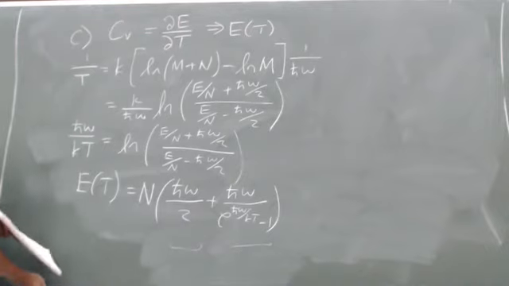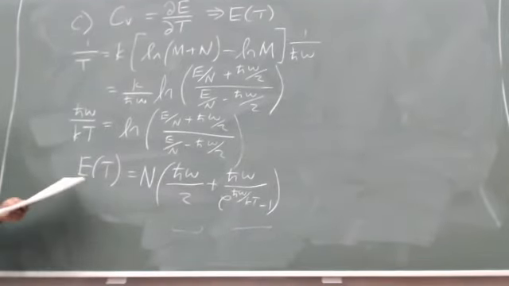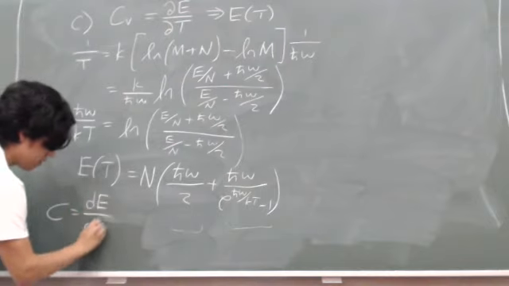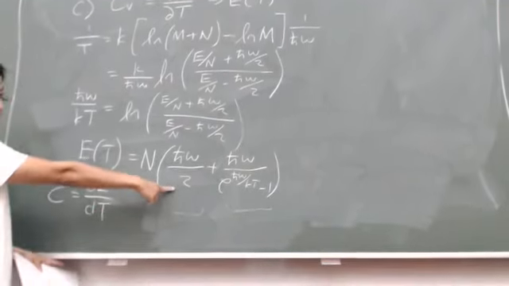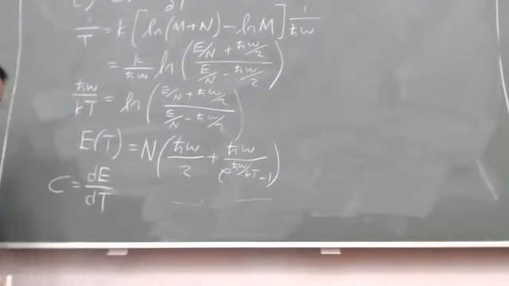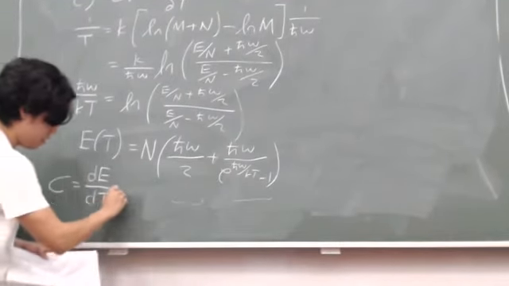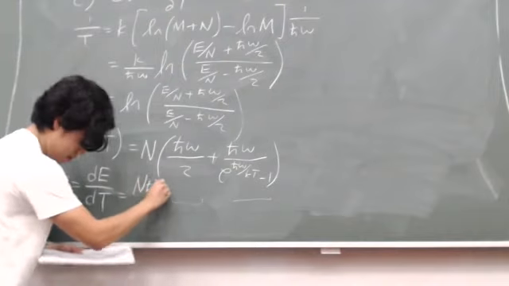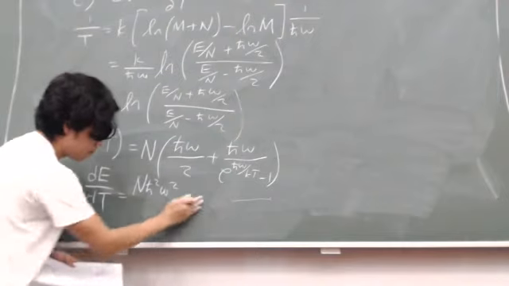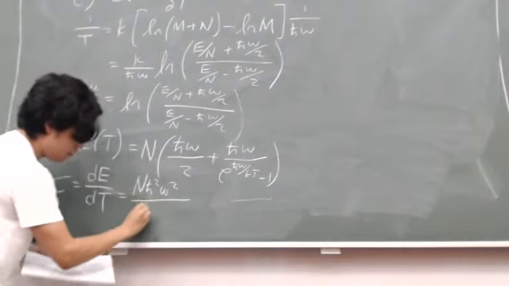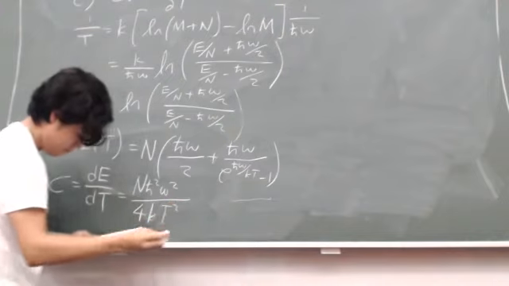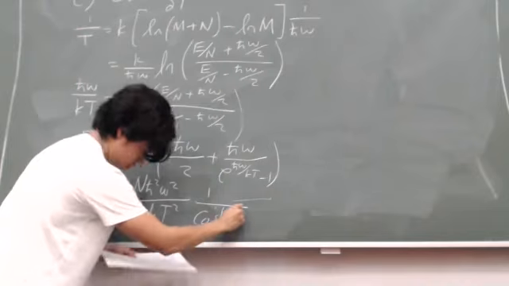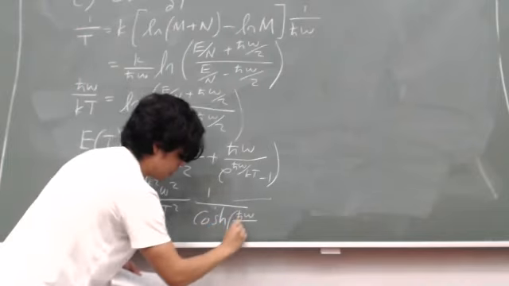Okay, now that we got the expression for energy in terms of temperature, we can find C quite easily. So C is just dE/dT. So taking this and differentiating with respect to T, you get a cosh function: N h bar squared omega squared divided by 4kT squared, times 1 over hyperbolic cosine of h bar omega on kT.